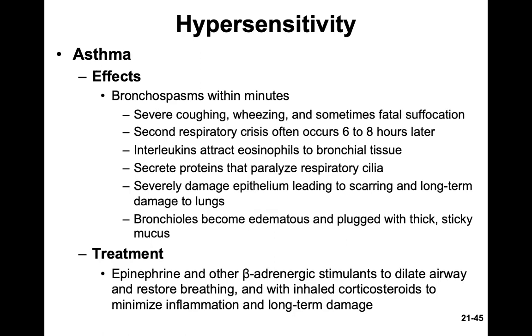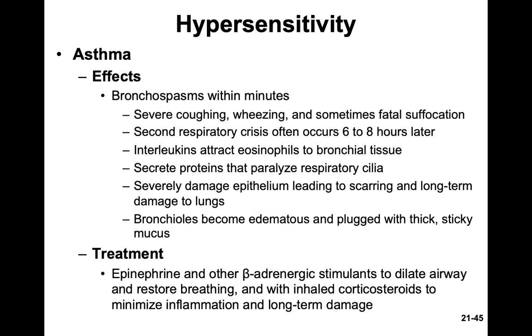And again, sometimes it can be fatal in that the person could suffocate because they're not getting enough air. Once a person gets over an asthma attack, it's possible to have a respiratory crisis several hours later. It doesn't always happen, but keep it in mind that it could happen when someone has an asthma attack. Interleukins, which are chemicals that your body produces, will attract eosinophils, and you already know what eosinophils are. So make sure that if you've forgotten which type of white blood cells eosinophils are, go back and look at that. The eosinophils are attracted to the bronchial tissue.